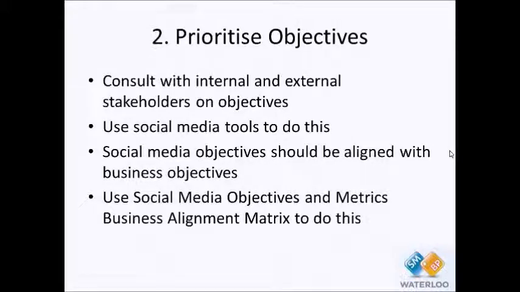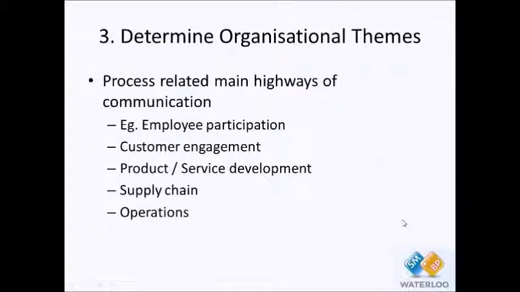And I'm proposing a social media objectives and metrics business alignment matrix that would enable this to happen. This would be a fairly simple diagram which is yet to be developed, but which would allow this alignment to happen. For each of the areas of the strategy development process, I think there are various tools that will be developed which will support the development in those areas.